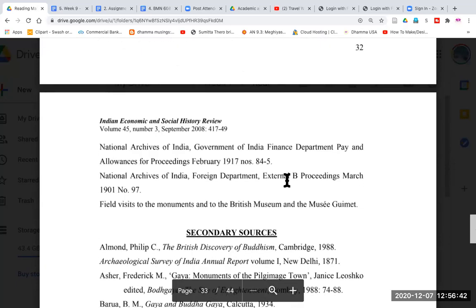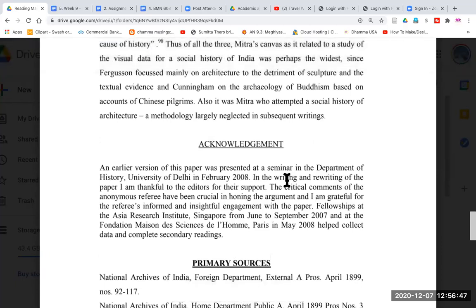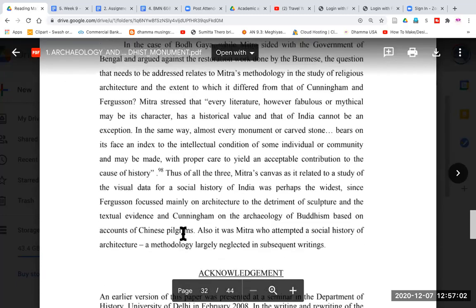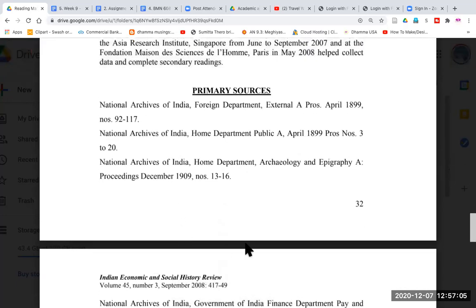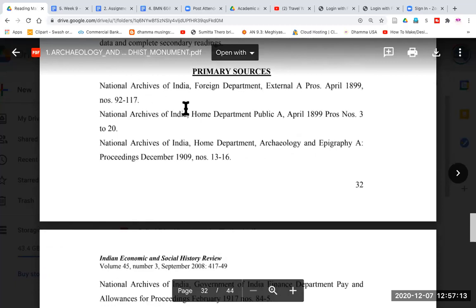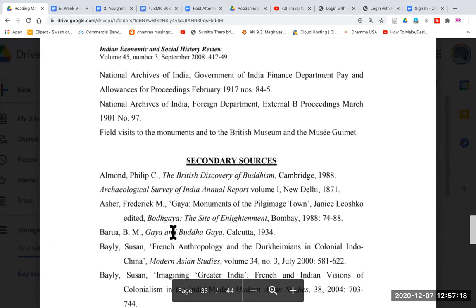So, also at the end of it, I just want to show you, I just opened it also for you to have a good look at how we write a paper. You can see at the beginning there was an abstract. And then we have the article beautifully segmented into different sections. And then we have primary sources. Okay, here we can see primary sources, National Archives of India. These are primary sources. And then secondary sources.